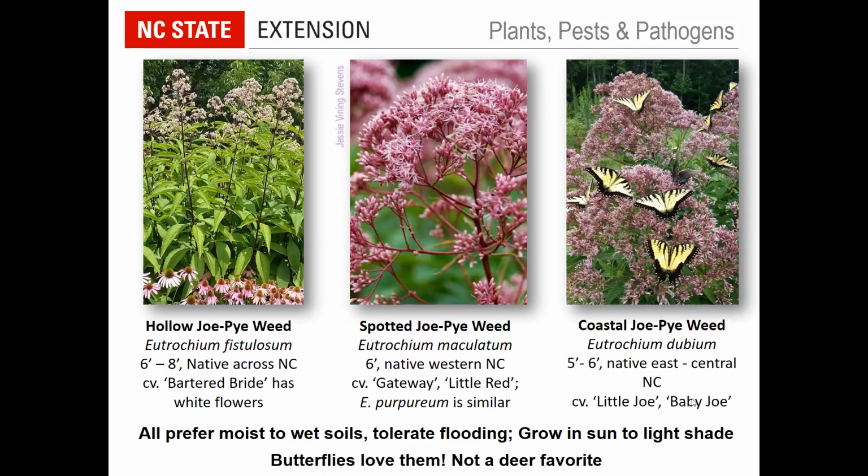So coastal Joe-Pye weed's a little bit shorter than the others, a little bit narrower too, and it reaches about 5 to 6 feet. And then there's been a couple of varieties introduced, both Little Joe and Baby Joe, which are a little bit shorter, but they're definitely still around 4 feet tall. So I'm just waiting for somebody to come out with an even shorter one and call it Embryo Joe.